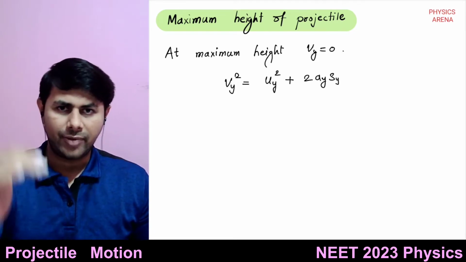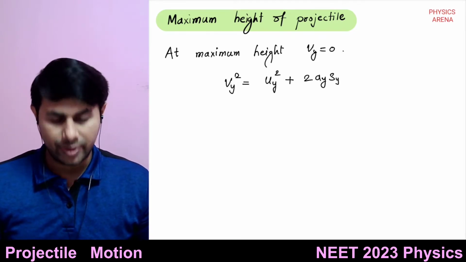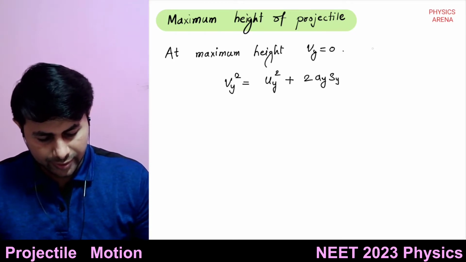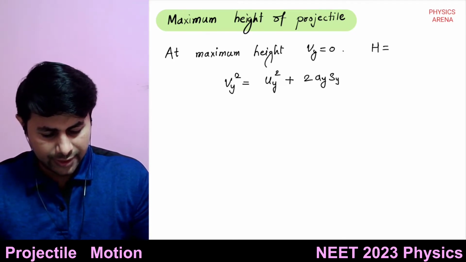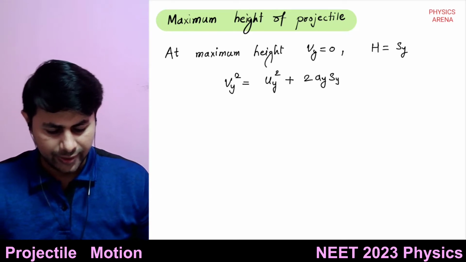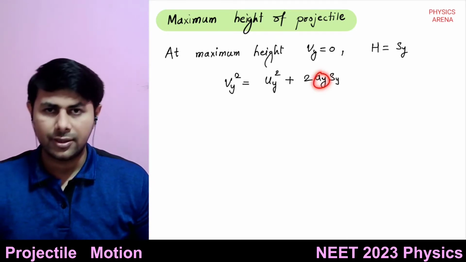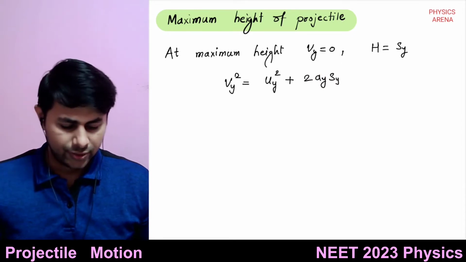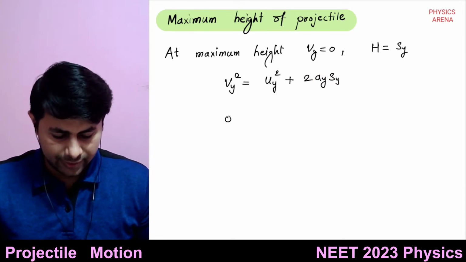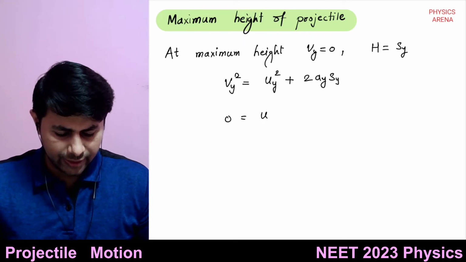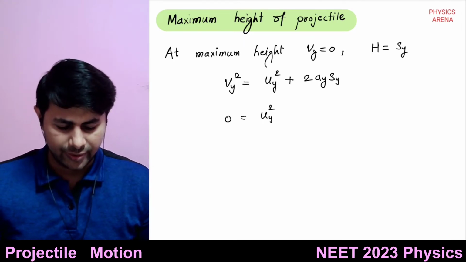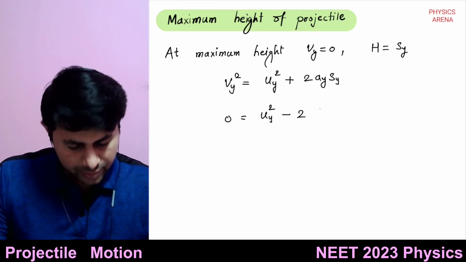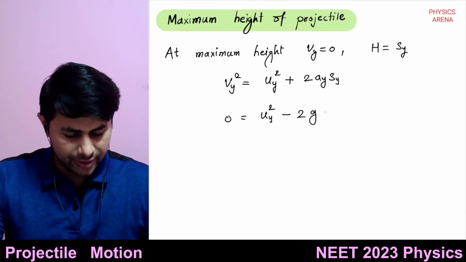So for maximum height, the displacement Sy will be equal to H. And what is acceleration? It is minus g, right? Acceleration is minus g. So Vy is equal to 0. Let's substitute that. It is equal to Uy square, and we have minus 2 times g into h.